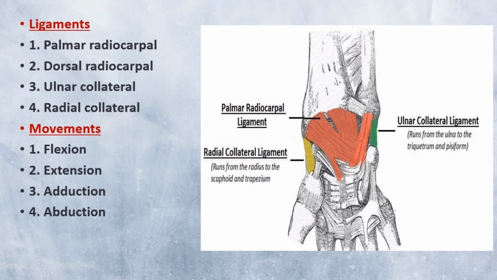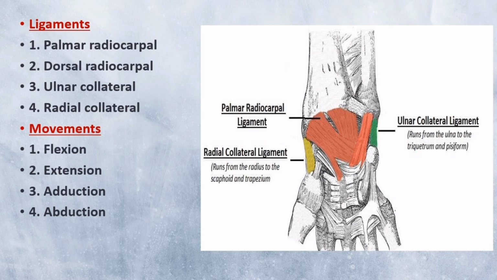Movements. The wrist is an ellipsoidal condyloid-type synovial joint, allowing for movement along two axes. This means that flexion, extension, adduction and abduction can all occur at the wrist joint. All the movements of the wrist are performed by the muscles of the forearm.